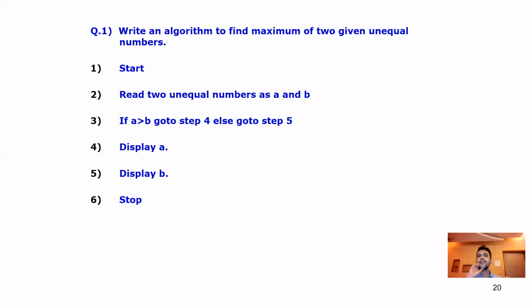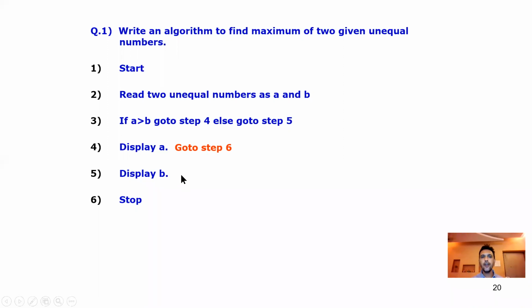Anybody? If A is greater than B, go to step 4 and skip step 5. Very good. So what we can do is, at the end of step number 4, I will just write go to step 6. So what will happen? Display A will execute, and go to step 6 will effectively skip step number 5, which is display B. Now, my last question over here, I want everybody to answer this question.